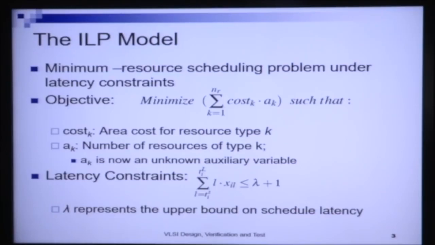The sink node is a dummy node. So, all the actual operations that I have must be scheduled within lambda, and the start time of the sink node should be less than or equal to lambda plus 1. Again, there is a mistake in the expression: i should be replaced by n, the sink node. I want to specify that the start time of the sink node should be less than my time constraint plus 1.